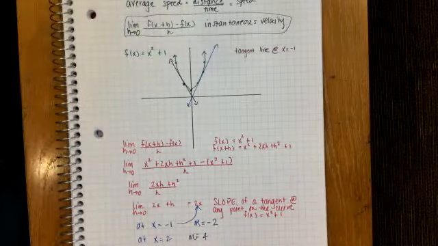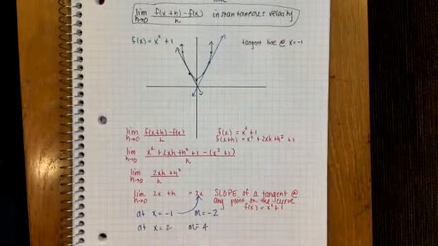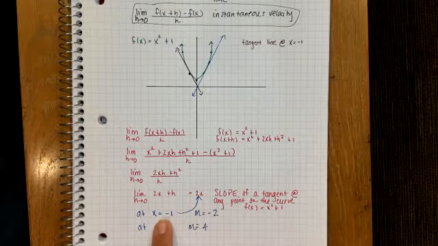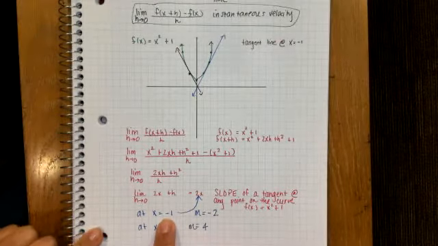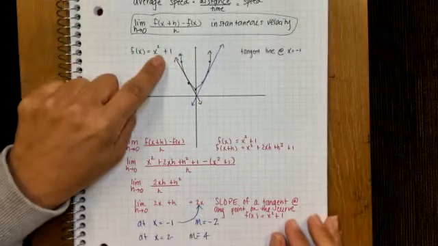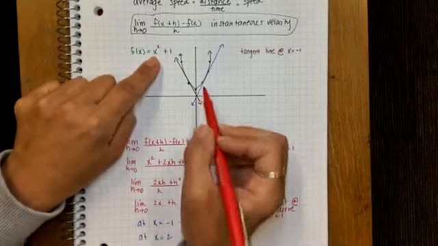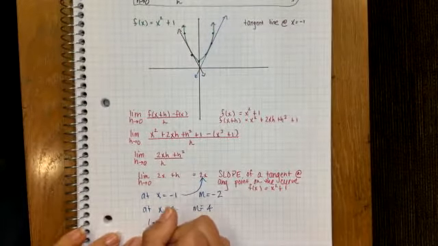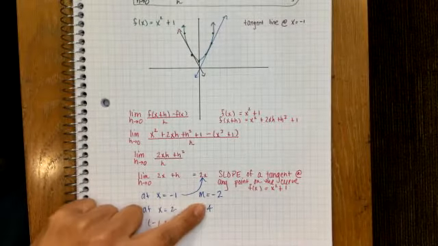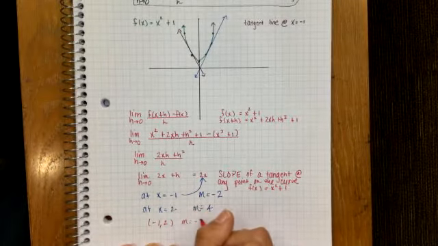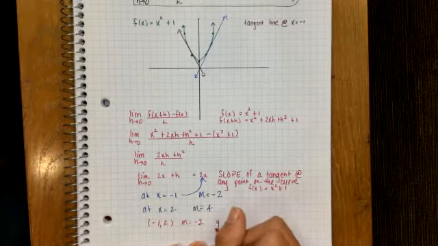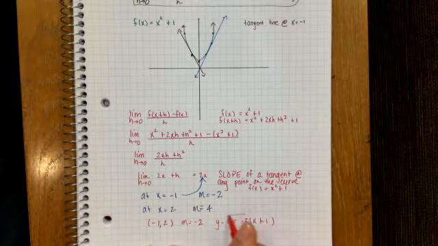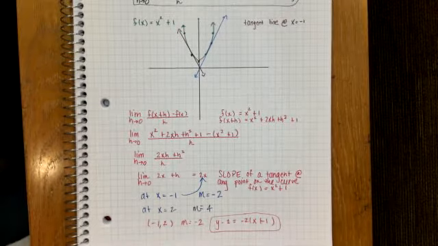What if I wanted you to find the actual equation of the tangent line? Well, you've been doing this forever. For the equation of the tangent line, we have x is -1. If x is -1, y is 2. So you have a point, -1, 2, and the slope is -2. In point slope form, y minus 2 equals -2 times the quantity x plus 1. So that is the equation of the tangent line.